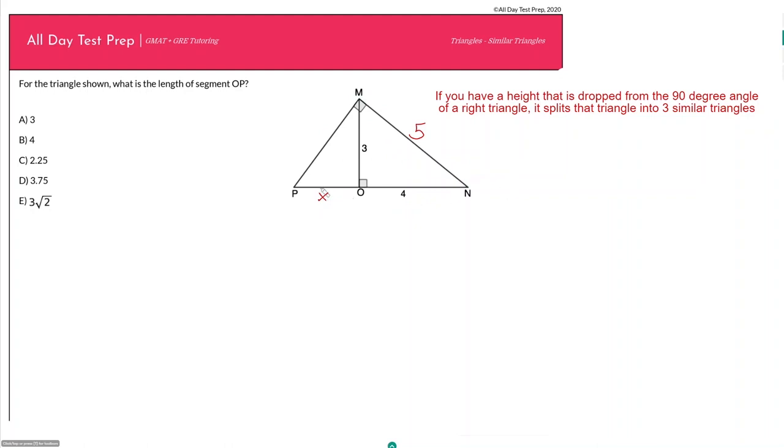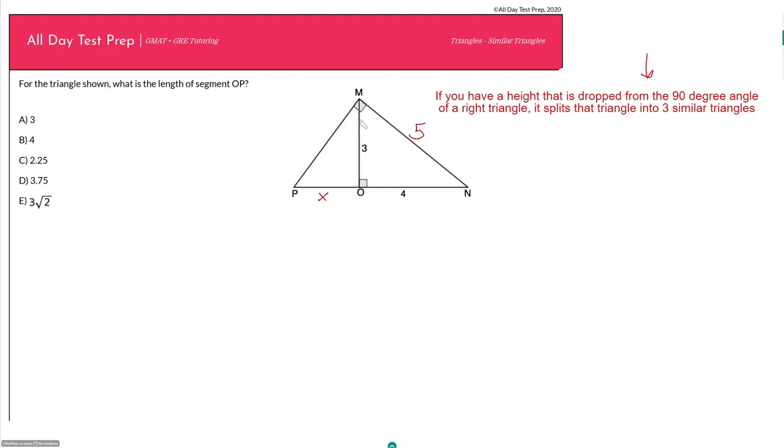And then to fill in anything else, you would need to be able to make some sort of inference, such as your similar triangle rule. So our similar triangle rule says, if you have a height that is dropped from the 90-degree angle of a right triangle, do we have that here? First, we have this line here, MO. Is MO a height? And the answer is yes.